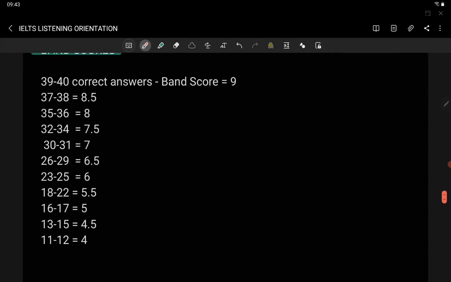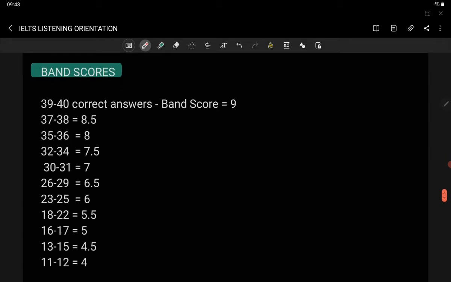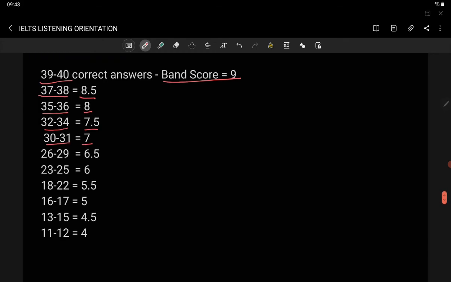Okay. Now, here is how your band scores are calculated. If you get 39 to 40 correct answers, your band score will be 9. If you get 37 or 38 correct, you get 8.5. 35 or 36, you get 8. 32 to 34, you get 7.5. 30 to 31, you get 7. So on and so forth. You should ideally be within this range. Anything below might be considered a lower score, all right, for your requirements.